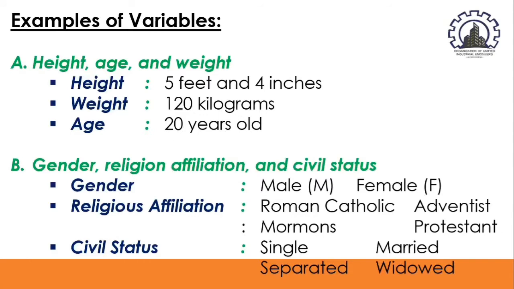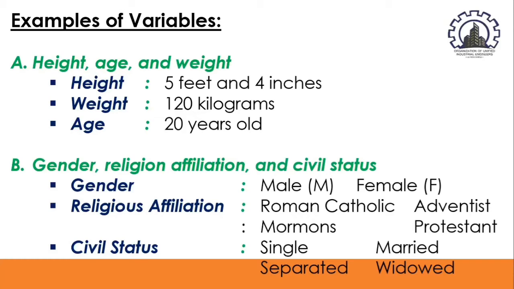So under variable, going back to our definition, it is a characteristic, description, or attribute of persons or objects which assumes different values or labels. For example, we have height, age, and weight. So height is 5 feet 4 inches. For the weight, you have 120 kilograms. And for the age, you have 20 years old.